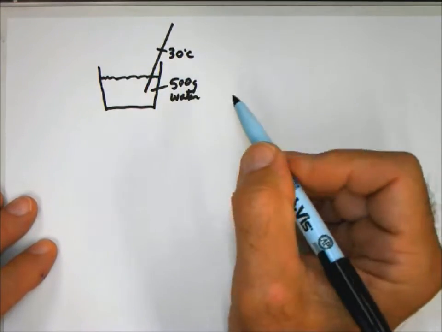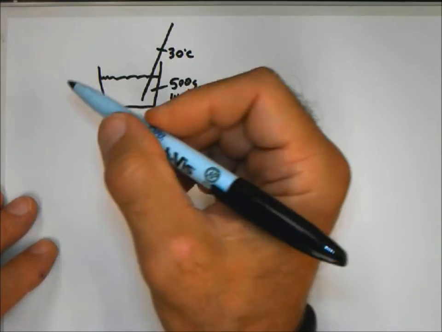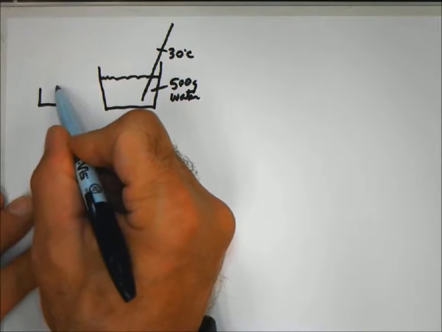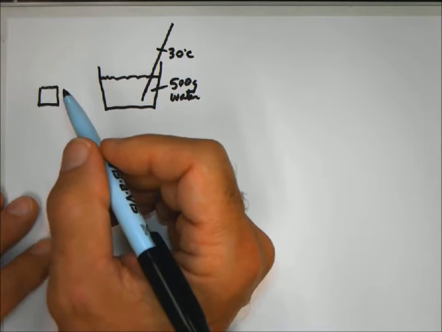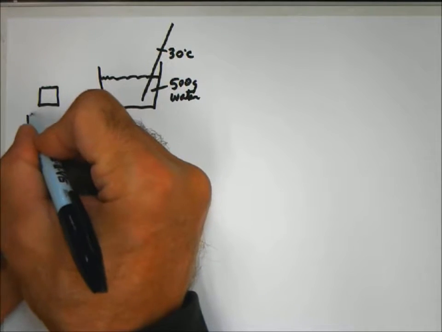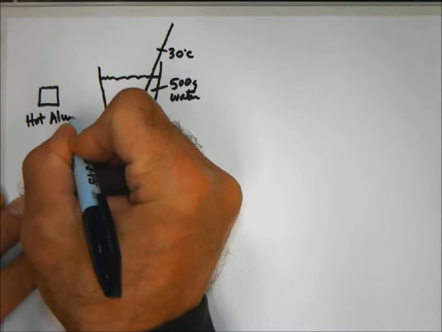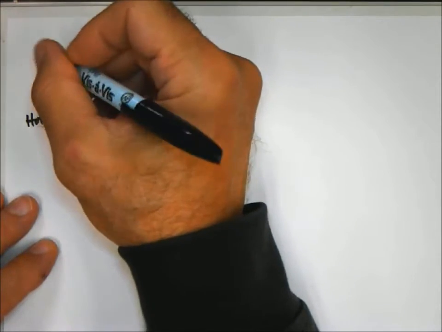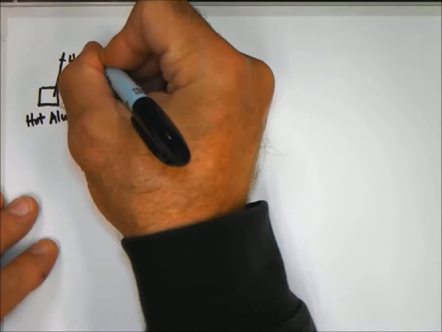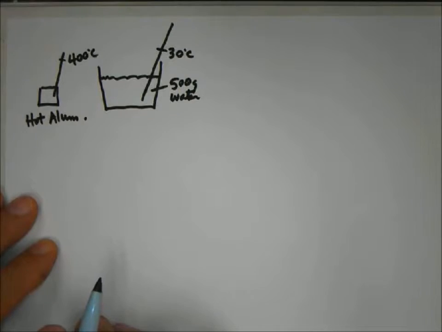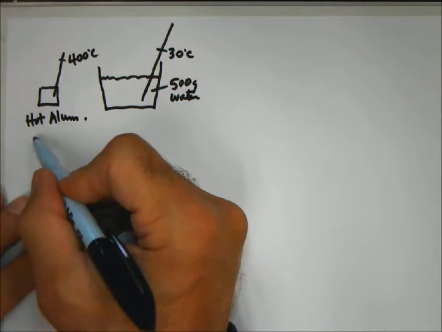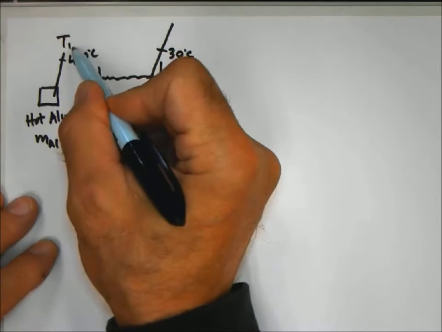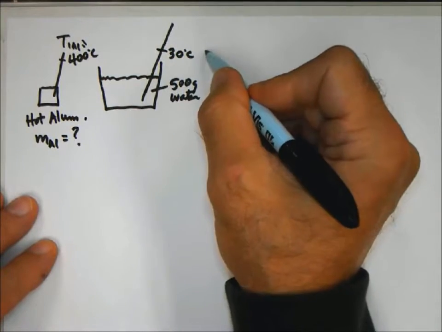Okay, and over outside here, we've heated up a certain mass of hot aluminum. We've heated it up to a temperature of 400 degrees Celsius. We don't know what the mass of the aluminum is, but we do know the starting temperature of the aluminum. That's 400 degrees. We know the starting temperature of the water. That's 30 degrees.